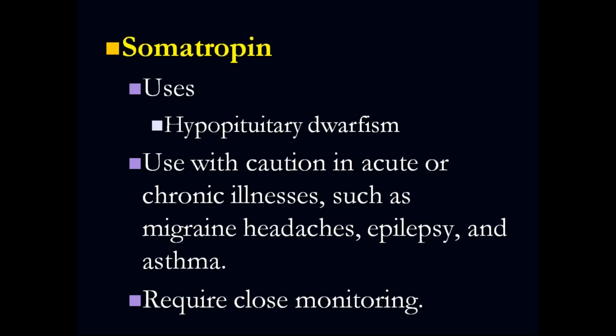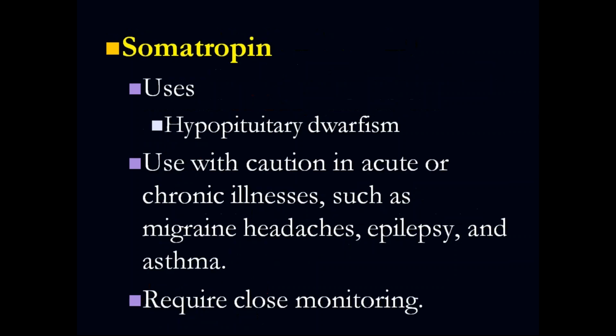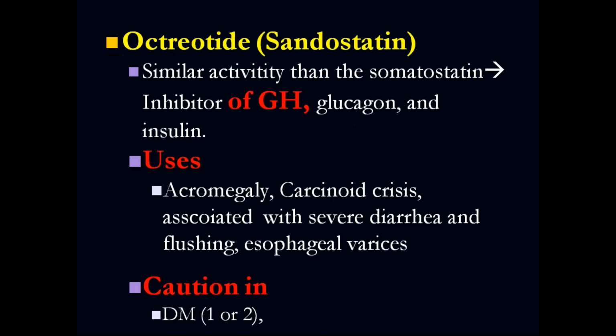The octreotide, the Sandostatin. So listen. Somatropin is growth hormone, in other words, and the octreotide is the opposite. It's going to inhibit the growth hormone. Again, somatropin is going to have the activity of growth hormone, and the octreotide is going to inhibit the growth hormone.